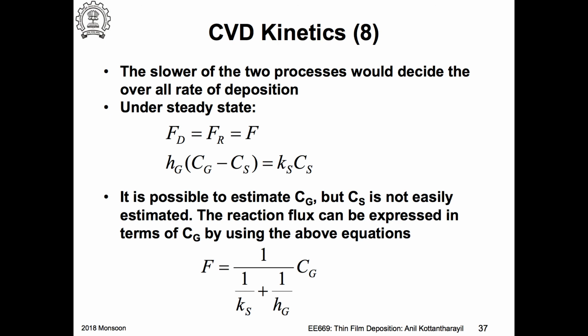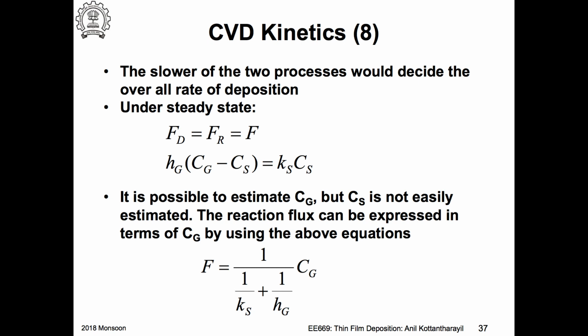So you can see the slower of the two processes would decide the overall rate of reaction, and under steady state, what would happen is these two fluxes should be equal, okay. So you can equate the diffusion flux and the reaction flux. And now if you look at this equation, this is something that you can calculate. If you know the volume of the tube, the pressure, and temperature, I can find out how many moles of this reactant is there using PV equal to nRT, and that gives me Cg, right.